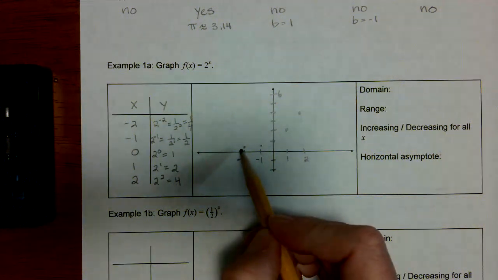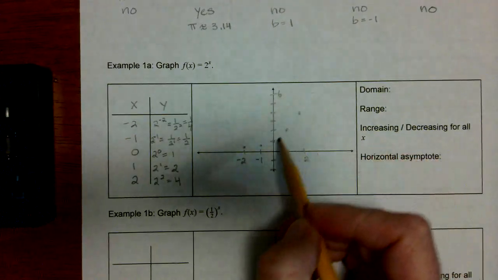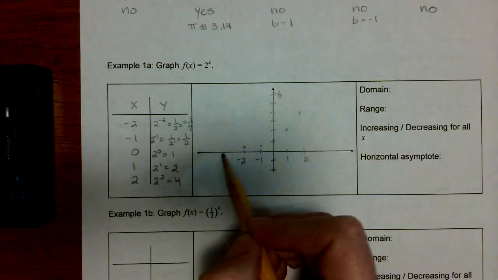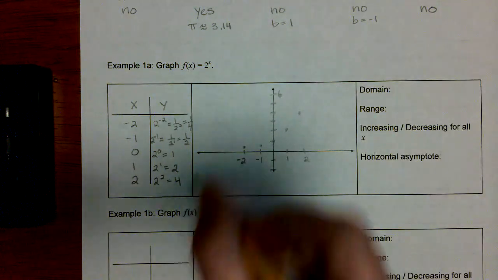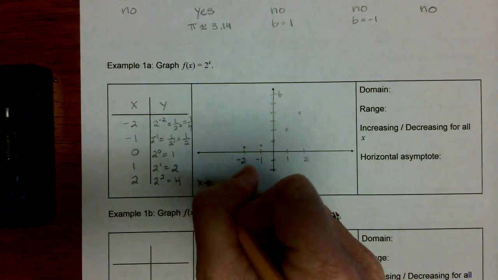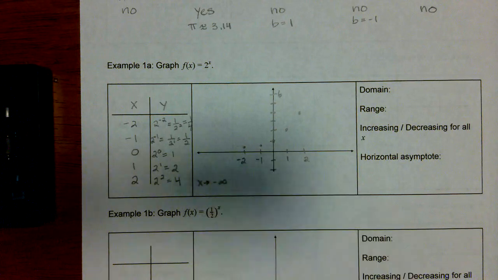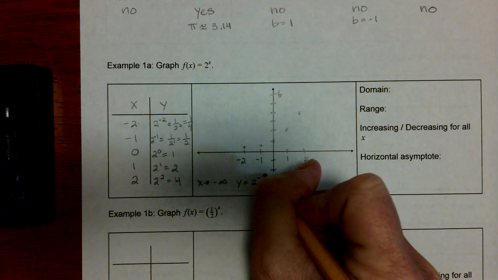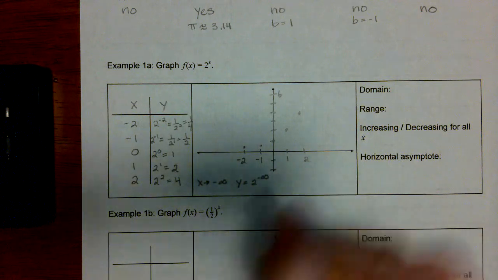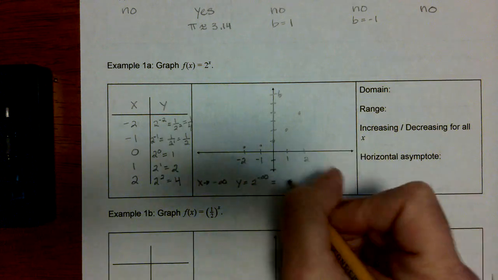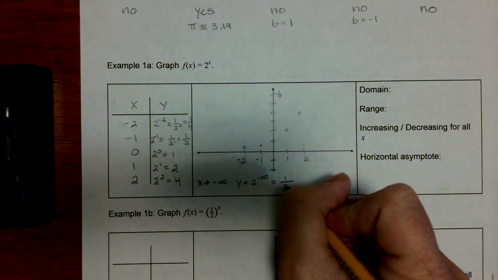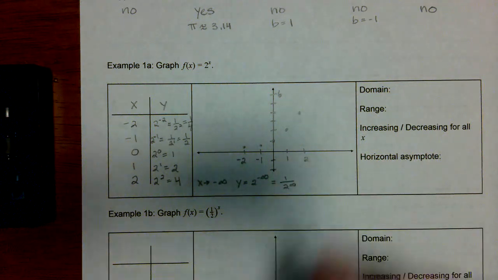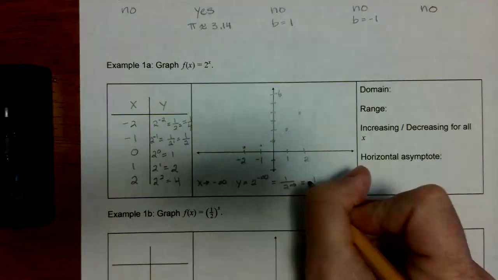So here I can see that I kind of have this curve shape. So I want to see what happens when x goes to -infinity. So let's just plug it in. Then we would have our y equals 2 to the negative infinity, which is equal to 1 over 2 to the infinity, which is 1 over infinity.